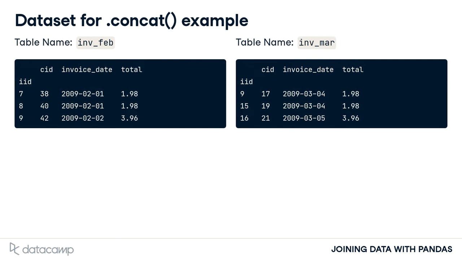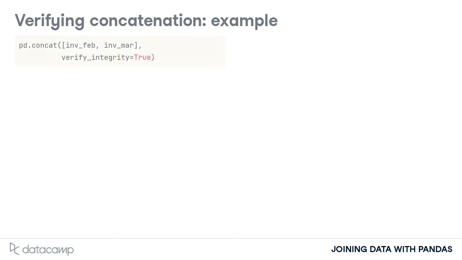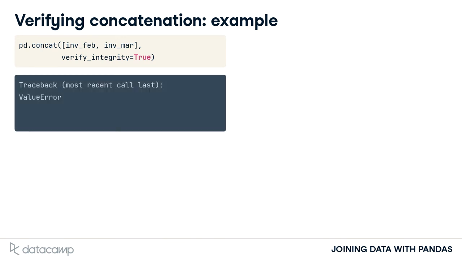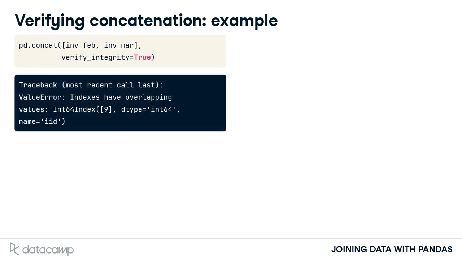They are the February and March invoice data shown in the previous video. However, both tables were modified so the index contains invoice IDs. Notice that the invoice ID number 9 is in both tables. Let's try to concatenate the two tables together with the verify integrity argument set to true. The concat method raises a value error stating that the indexes have overlapping values.